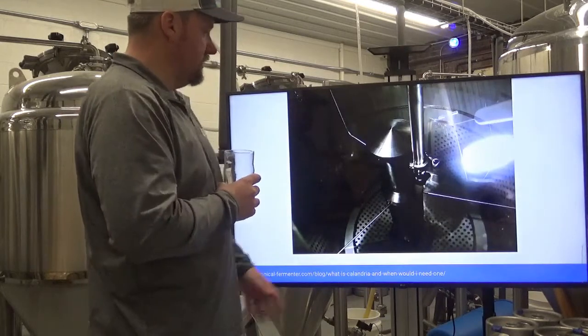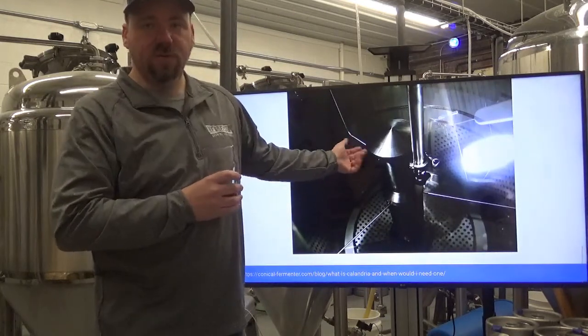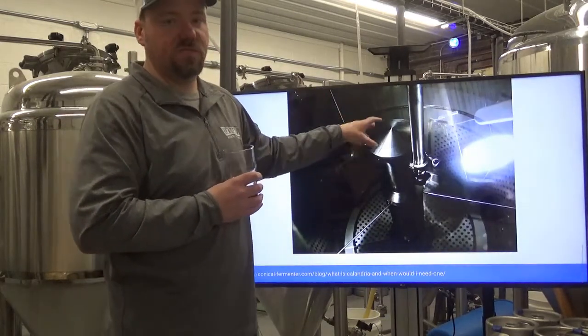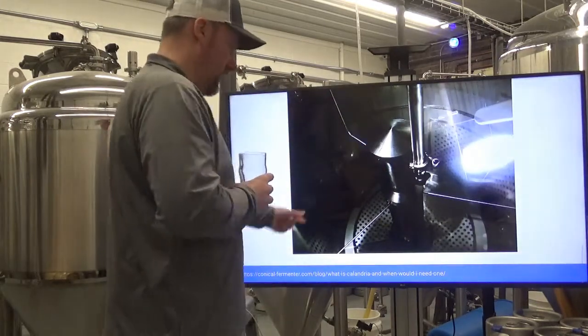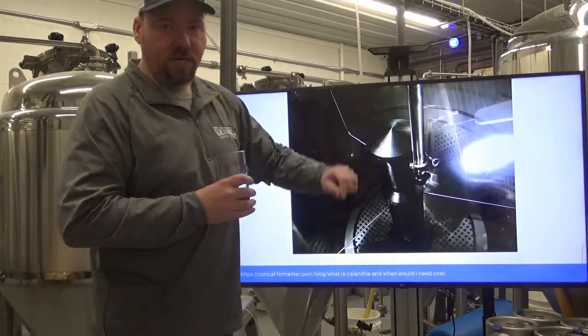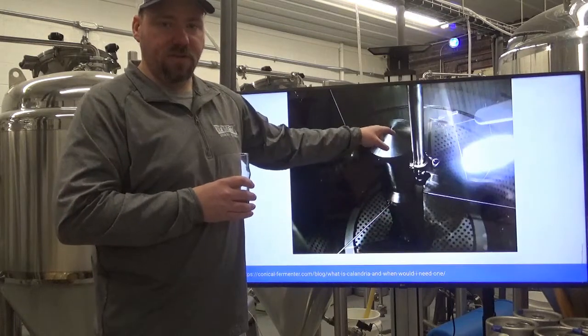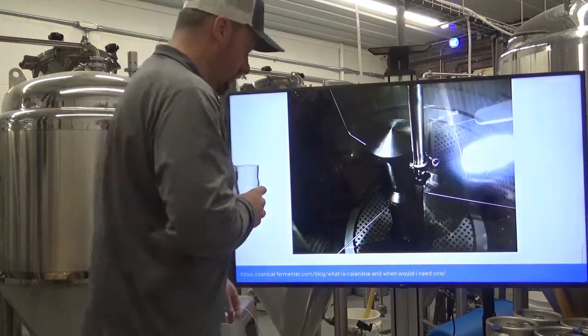And this is an example of a calandria, which is the source of steam heat. And we might get to see one when we go and check out Kate's. I don't know if she has a calandria like this or if it's a steam jacketed kettle.